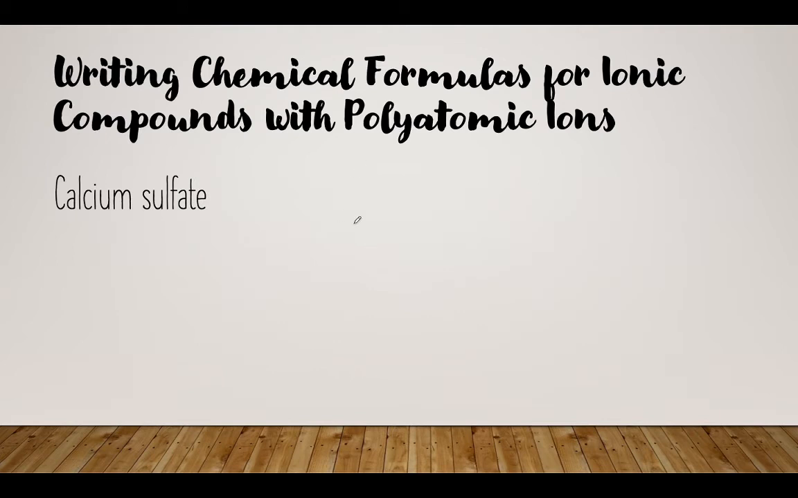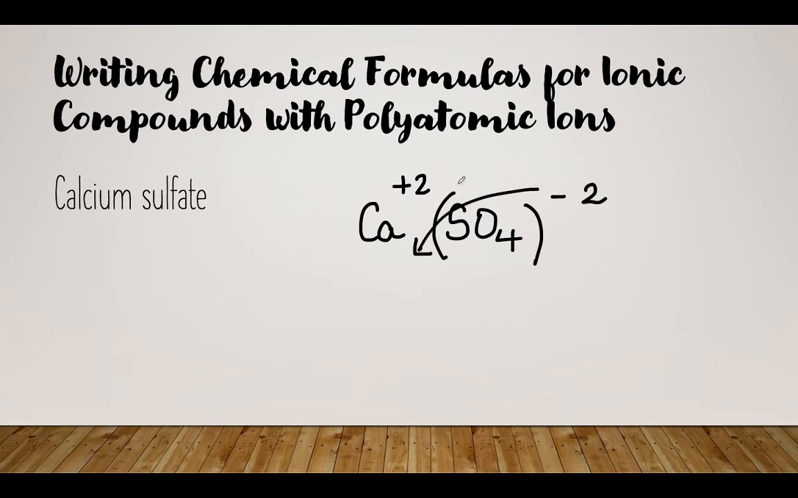Okay, let's try our last one. Calcium is Ca, sulfate is SO4. Let's put in our charges for each of these. Calcium has a +2 charge. Sulfate has a -2 charge. So after we crisscross, both those 2's are going to go to their respective places. So Ca2, (SO4)2.